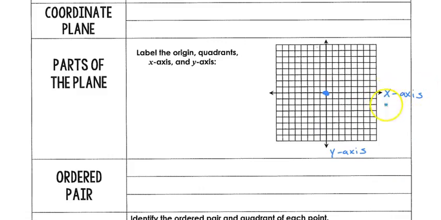All right, and then the quadrants, this top right one is quadrant 1, and then we go counterclockwise, so the opposite of the way that the hands go around the clock. So this would be quadrant 2, quadrant 3, and quadrant 4. All right, and we name the quadrants with Roman numerals.